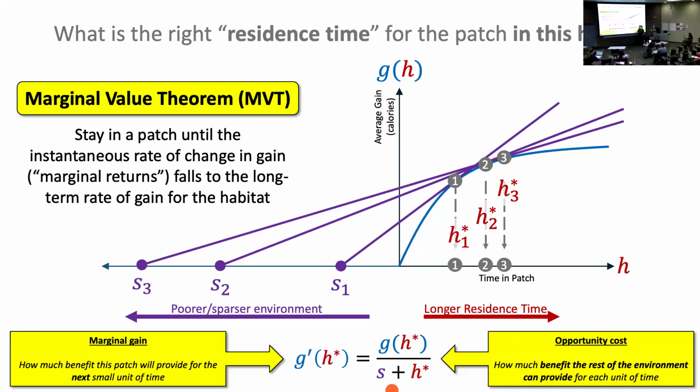So if this has a bigger return than what you're losing out on, you stay here. But at the instant when the rate that you're getting out of the patch drops to this point or lower, then you say it's a better use of my time to take my next unit of time and put it into search. I'll get more out of that. That's the marginal value theorem.